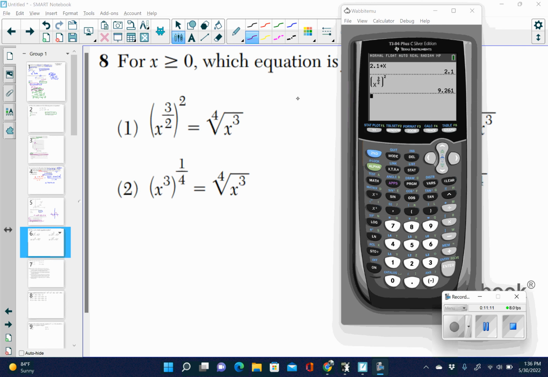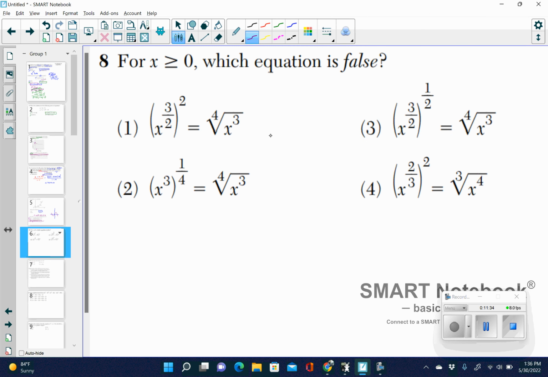And then I plugged in the first one, which is x to the 3 over 2, to the second power. And then I want to plug in the fourth root of x to the third. To get the fourth root, I'm going to hit math. Option number 5 is going to allow me to put the 4 there. And then you put x to the third power, hit enter. And look, it gives me something different. That's asking you which one is false, so that means that this right here is false.